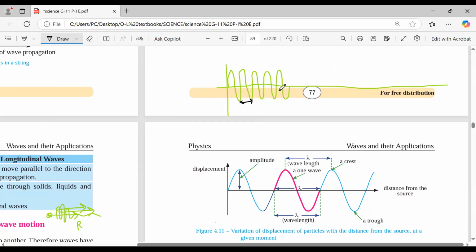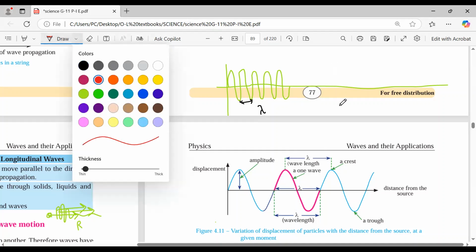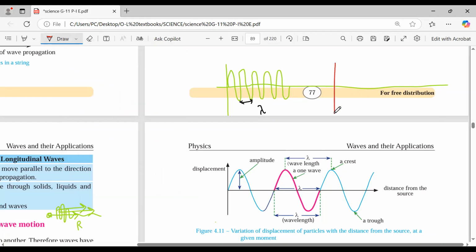Now, this kind of a wave, what can you tell about its wavelength? High or low? Compare it with this graph. This variation. Crest to crest is this much. I'll draw another one. I'll draw another graph, okay? In this place, like this.